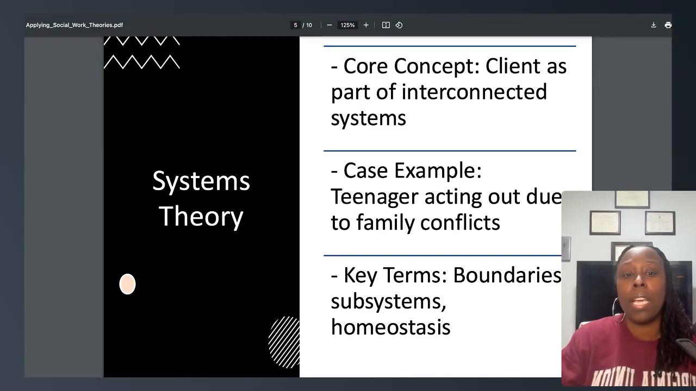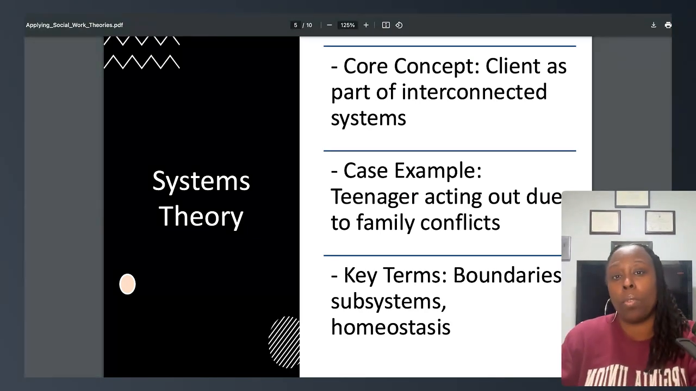So the key terms we're going to be looking for in a test question are boundaries, subsystems, and homeostasis. These are the key terms you're likely to see in a question where the answer deals with systems theory. Hopefully you guys are catching what I'm throwing at you.